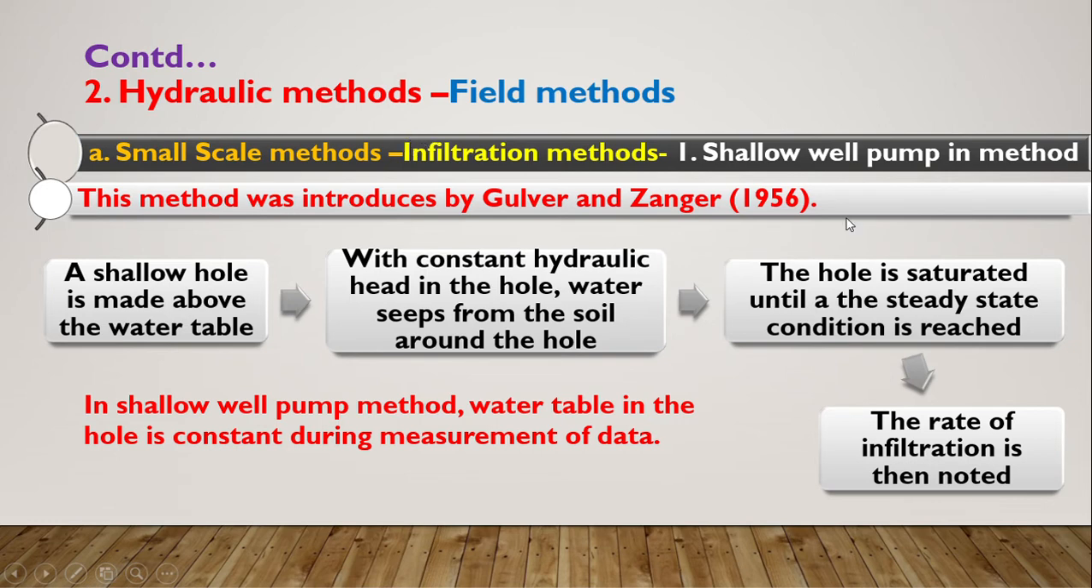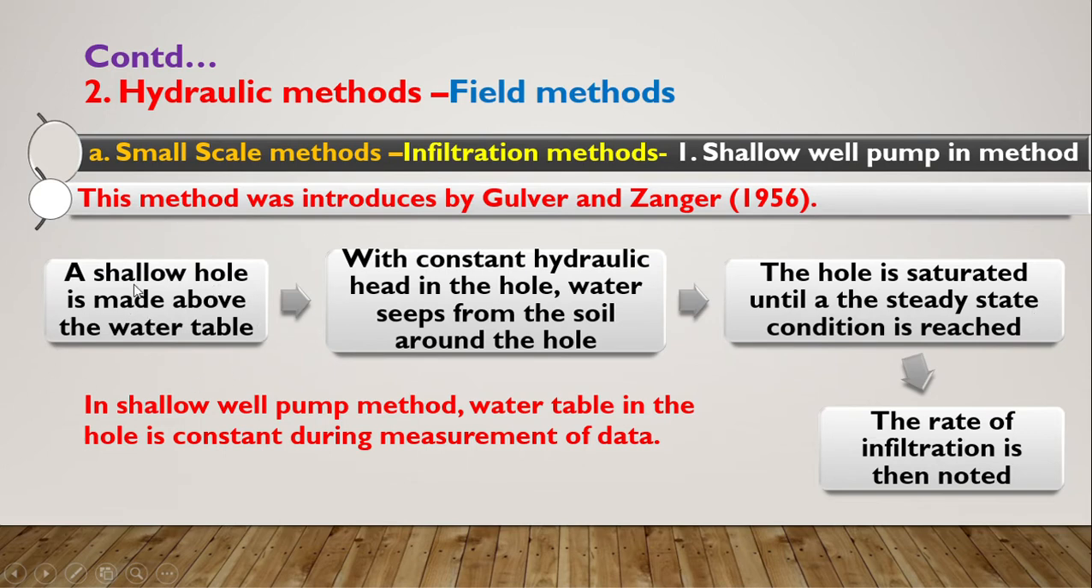So the shallow well pumping method is a steady state method. We will maintain a constant head of water over the hole. This method was found by Gulver and Sanger in 1956. It is not important for you. This is the procedure for the shallow well pumping method.